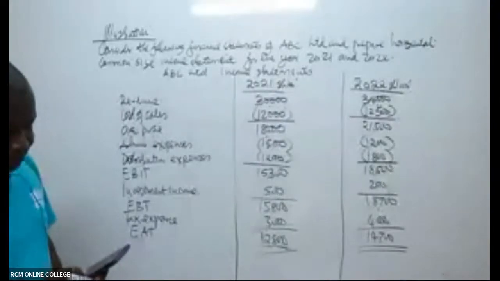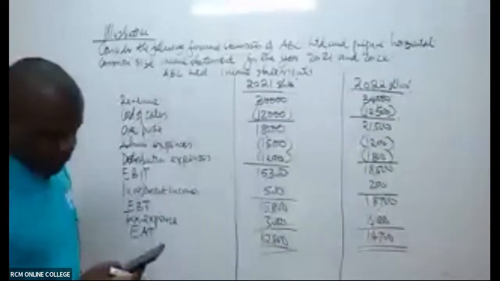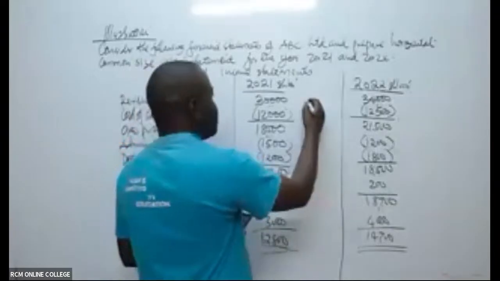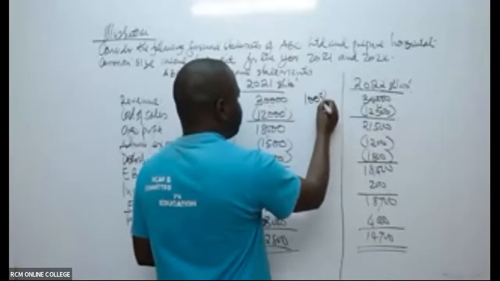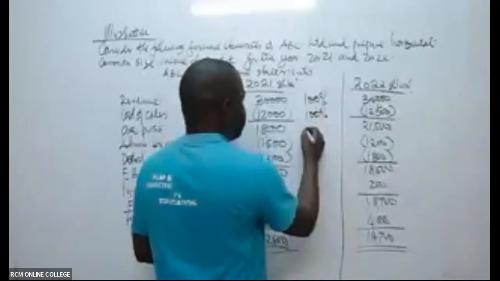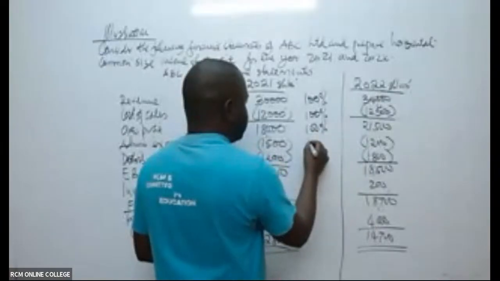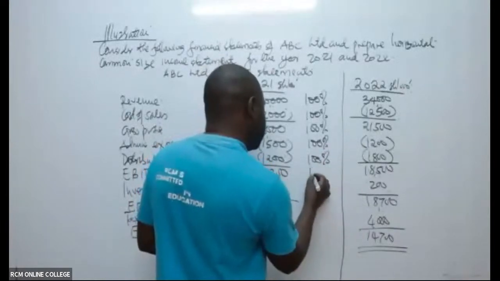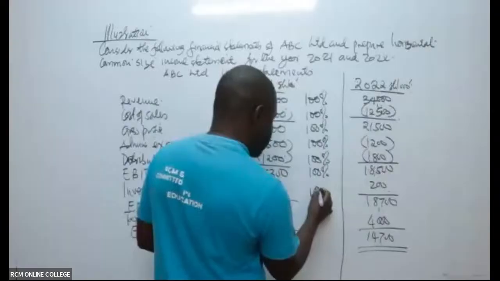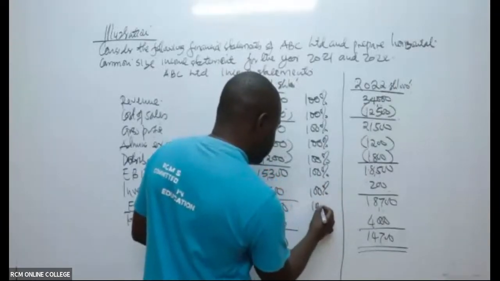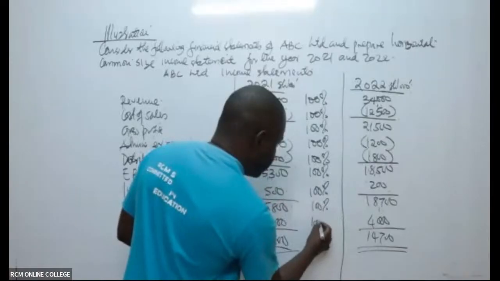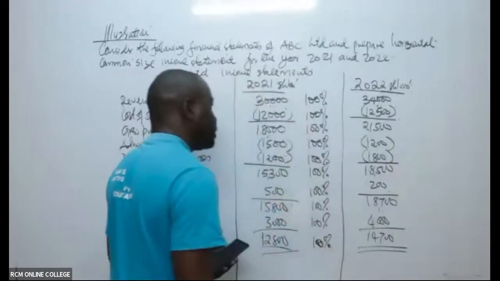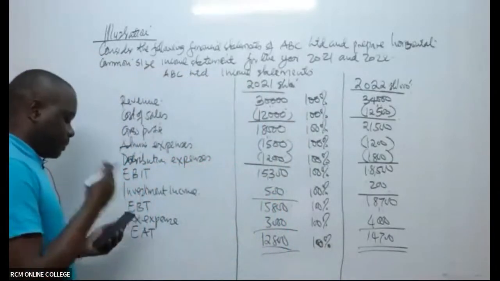So here you can draw another statement, and make all of the base year items 100%. So these ones will be 100%, all of these ones will be 100%.